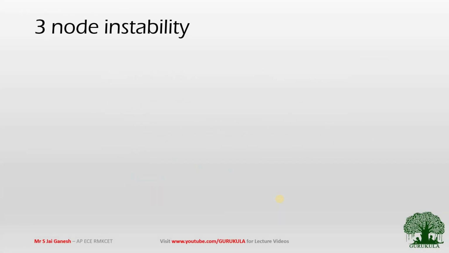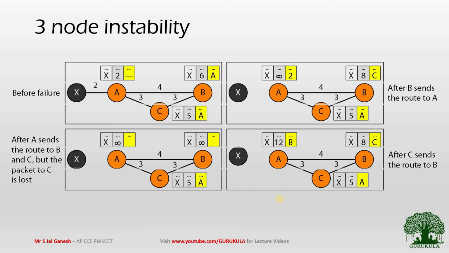Coming to the next type of instability, there is the 3-node instability problem. It is similar to the 2-node instability problem, but here the number of nodes involved is 3. When there are more routes to reach a particular destination, as you can see, A can send its information to B via the directly connected link, or A can send its information to B via C as well. So the communication between A and B has two links: one is directly connected and another is via C. If there are loops like this, this initiates the 3-node instability problem.